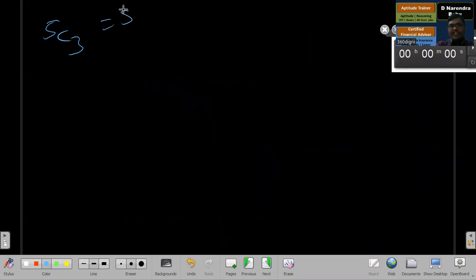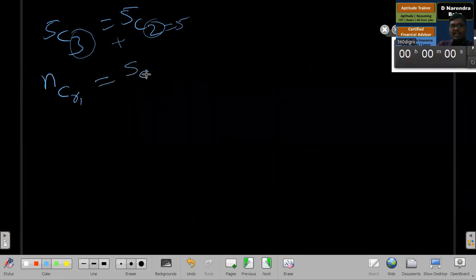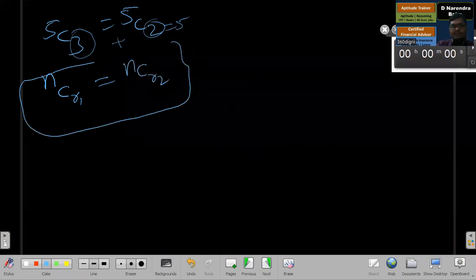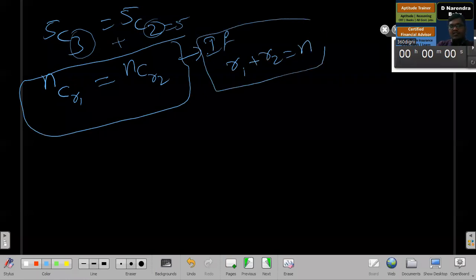5C3 is equal to 5C2. What is the meaning of this? If you add 3 plus 2, that is equal to 5. That means nCr1 is equal to nCr2 when? If r1 plus r2 is equal to n, then nCr1 is equal to nCr2.